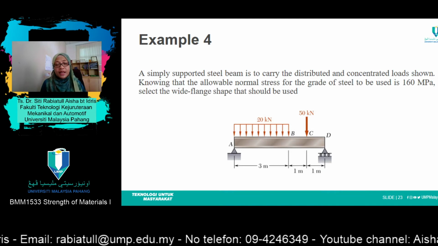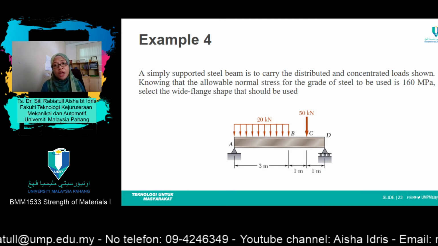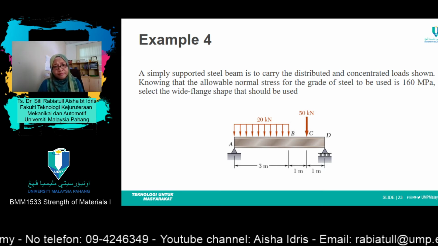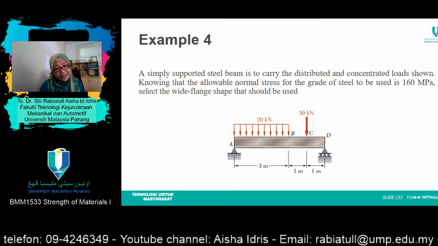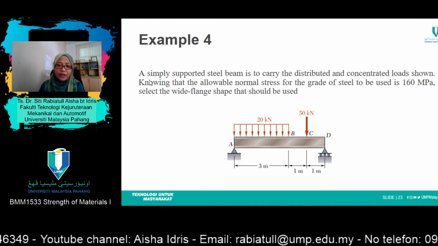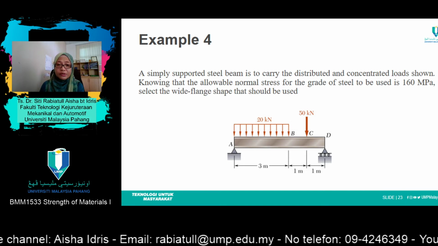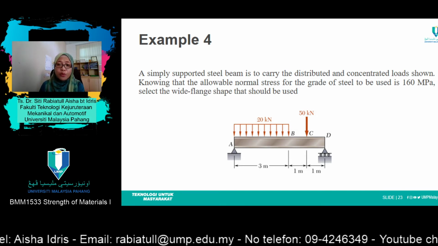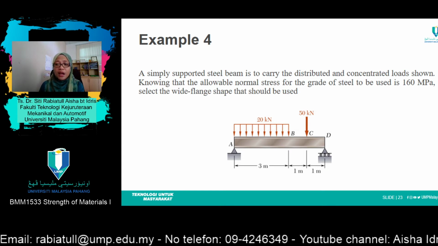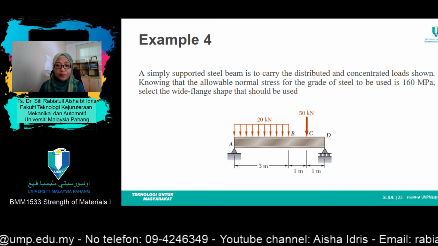Okay, so let's look at this example. I'll show you the simplest way to use the integration method, by not calculating the integration method directly. Let's look at this example together. The simply supported steel beam is to carry the distributed and concentrated load as shown. Knowing that the allowable normal stress for the grade of steel to be used is 160 MPa, select the wide flange shape that should be used.